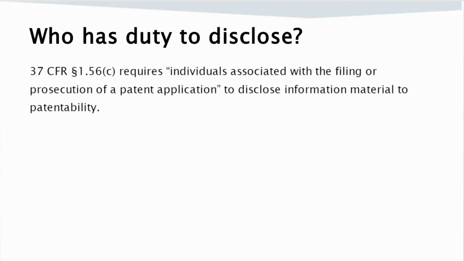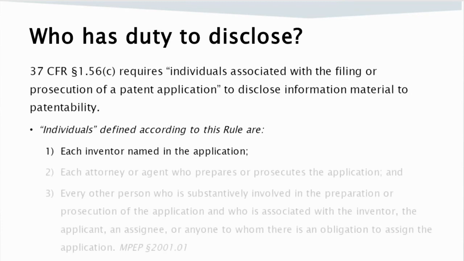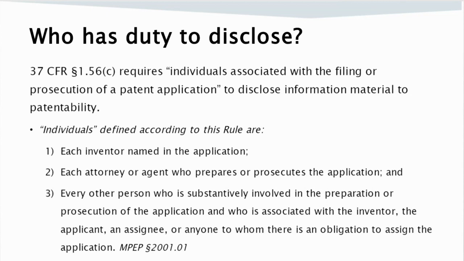Individuals, defined according to Rule 37 CFR 1.56, are 1. Each inventor named in the application. 2. Each attorney or agent who prepares or prosecutes the application. And 3. Every other person who is substantively involved in the preparation or prosecution of the application and who is associated with the inventor, the applicant, an assignee, or anyone to whom there is an obligation to assign the application.